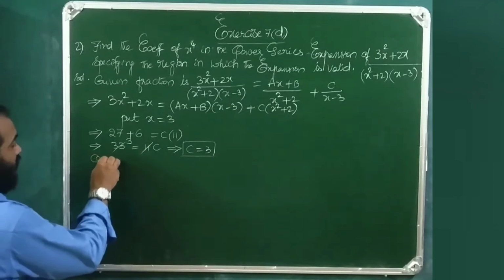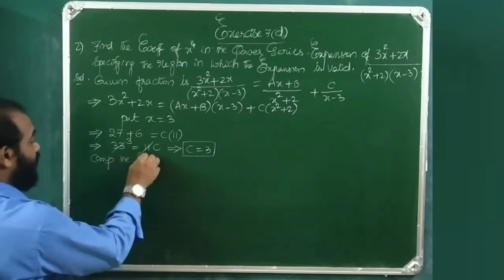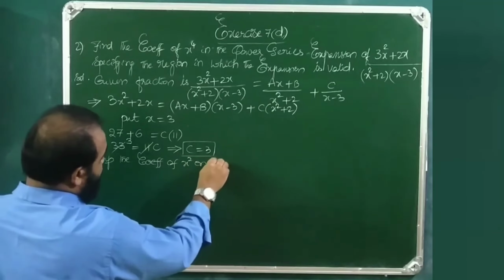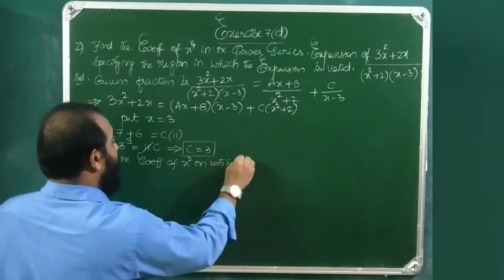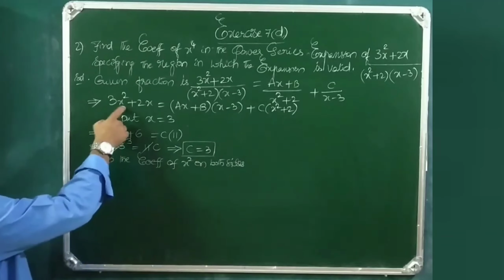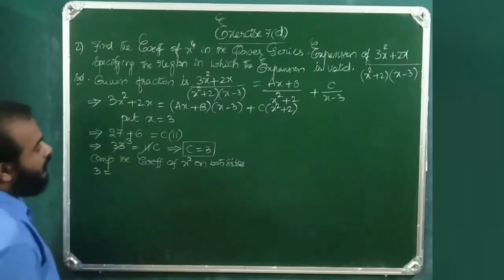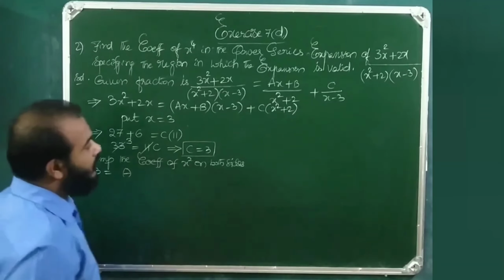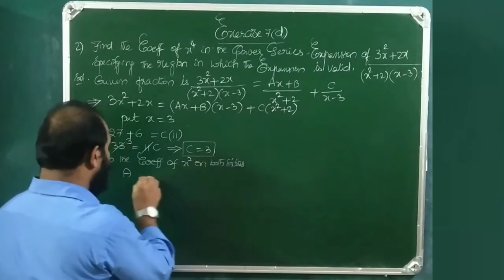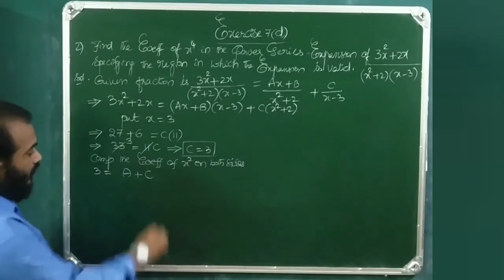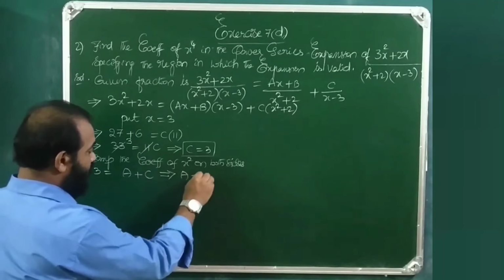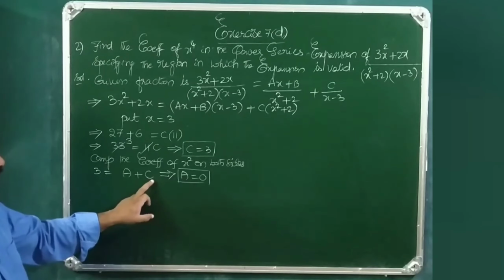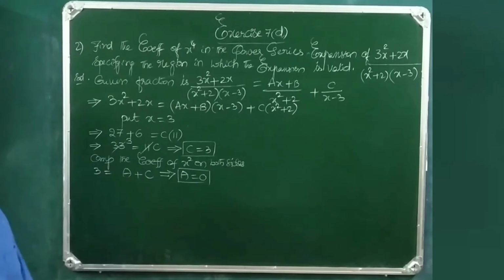Now comparing the coefficients of x square on both sides. So x square coefficient here is 3. Here ax into x, ax square, coefficient is a. Here coefficient of x square is c. So a plus c is equal to 3. From this, a is equal to 0, because c is 3, 3 gets cancelled, a equals 0.